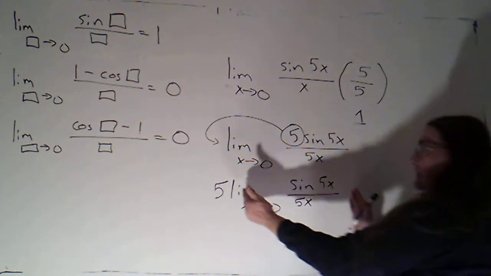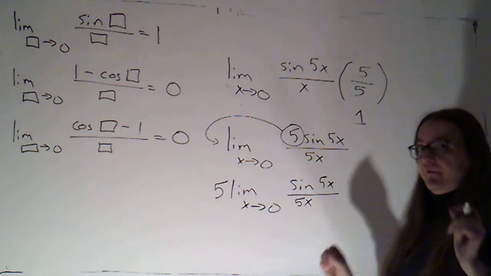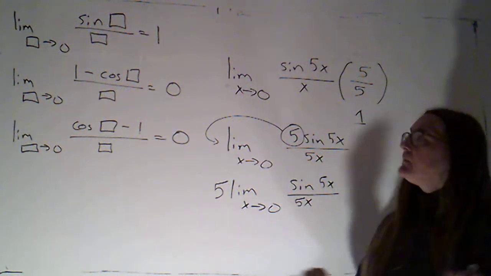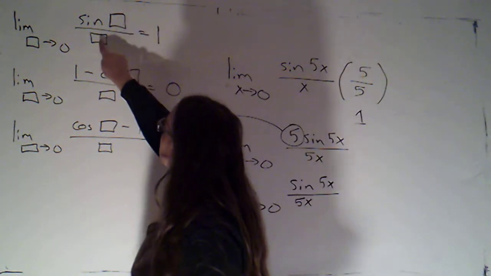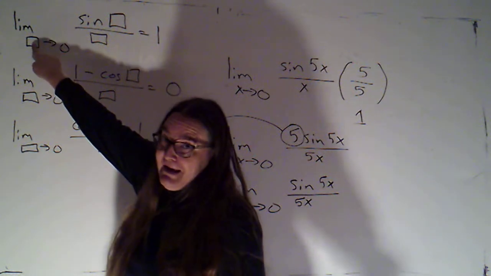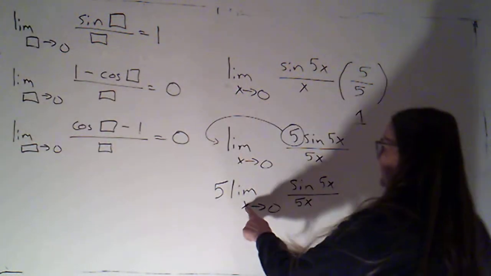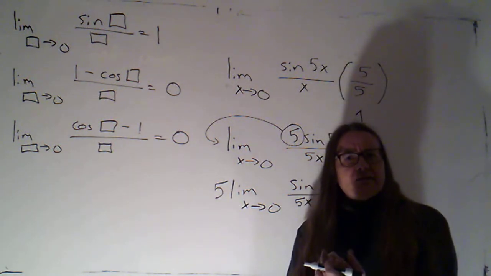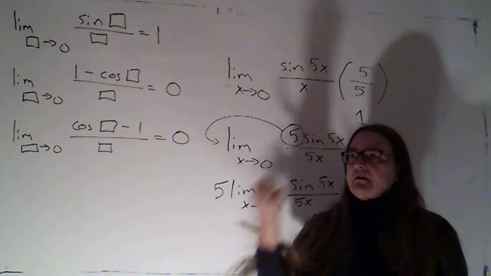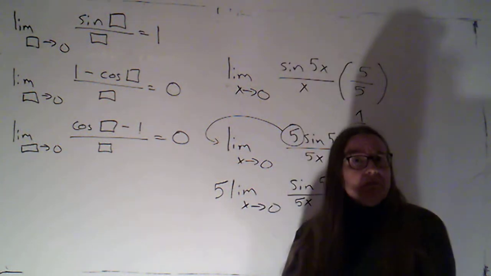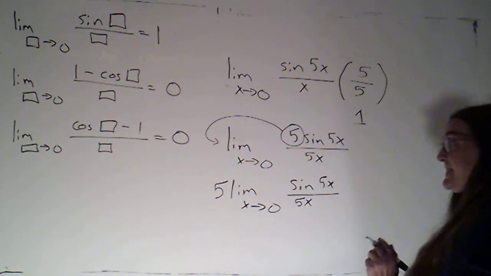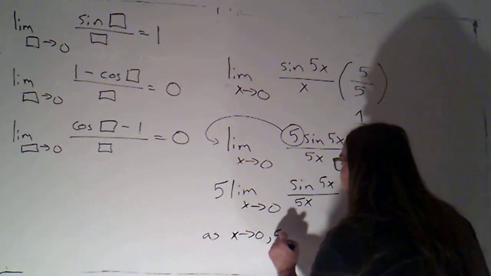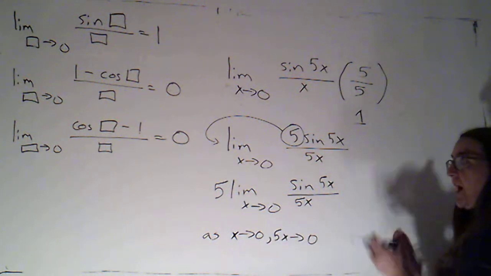I cannot yet conclude that this limit is 1, though, for a very simple reason. 2 is not the same as 3. We have to have the same thing in 1, 2, 3 places. We're saying here that x is going to 0. Now, if x is going to 0, what's 5x going to do? Something small. 5 times something small is still going to be small. But I need to write that. I'm fine if you just write as x goes to 0, 5x goes to 0. But you've got to write that.